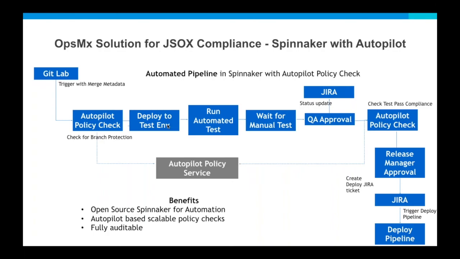So what we're looking at is a complete pipeline that ingests from GitLab, checks with the policy service if everything is okay or not, does some QA, wants some manual approval, and then does some more policy checking, does something with some more release manager approval, talks to Jira, and then deploys. That's in a nutshell what the requirement of this specific customer is.